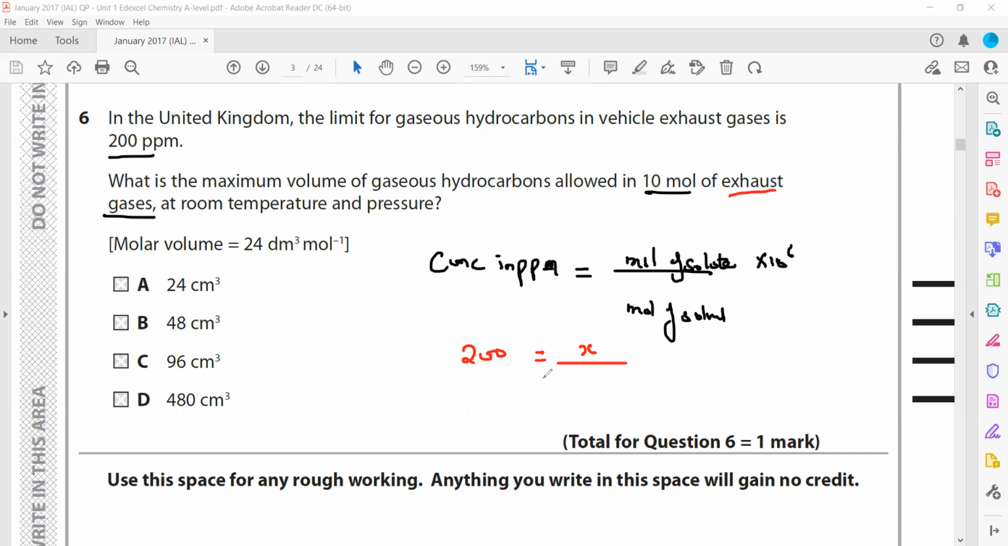So that is equal to 10 into 1 million. When we simplify, this will be 200 divided by 1 million. That is 2000, sorry, because 10 is multiplied there. So 2000 divided by 1 million. So it will be 0.002.